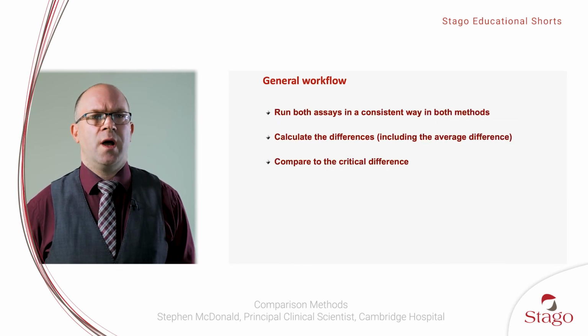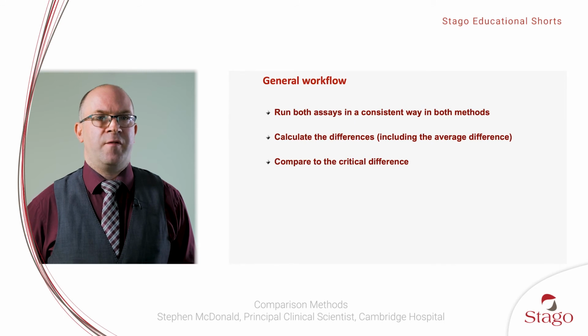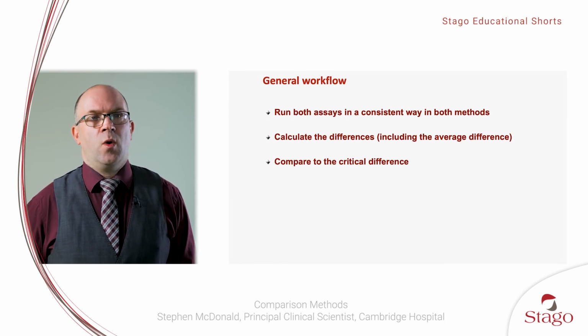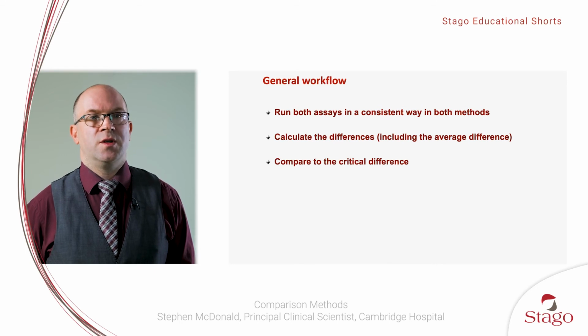So how do we use that? How do we incorporate that in comparability? We need to know what the imprecision of our assays are, because the imprecision will have an immediate knock-on effect on our interpretation of the results. So we need to run both of the assays in a consistent way in both methods, keeping everything controlled that we think could impact on the results. And once we know what the imprecision is, we can run the results and compare the results between the two different methods. And importantly, we're calculating the differences.